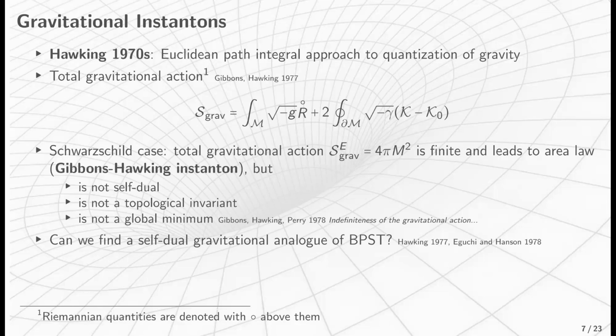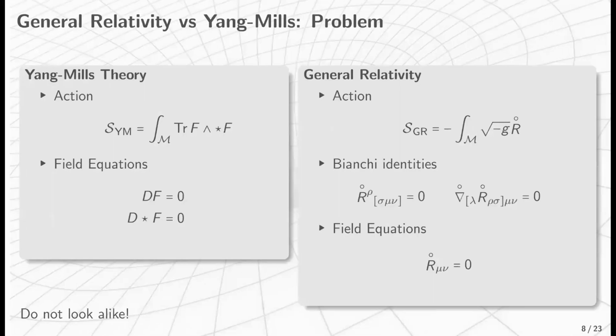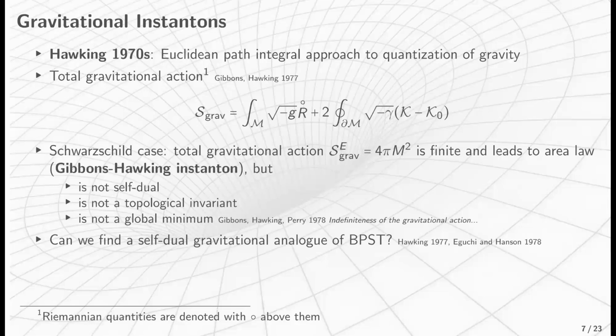So around 77, 78, this was the paper from 77, but around the same time Hawking has this other paper: can we try to find a self-dual gravitational analog of this BPST instanton we have in Yang-Mills theory? Can we find it in the gravity case? It was partially done by Hawking himself, but also one year later by Eguchi and Hanson, and they found the Eguchi-Hanson instanton. So when you try to do, you have this gravitational action here, right? And you want to do what I just presented in the Yang-Mills case. Well, where is the problem?